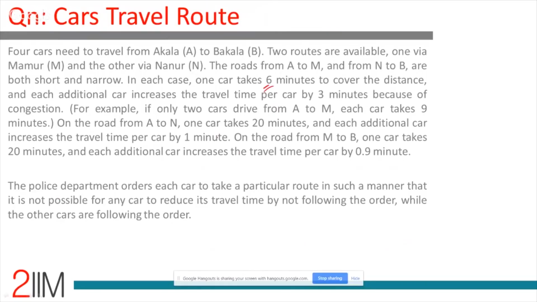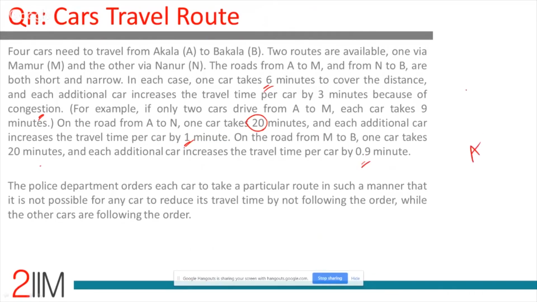Interesting. There are two short trips, 6 plus 3, AM and NB. But these are narrow roads, so you pay a heavy price for congestion. Two are long roads, but the price for congestion is very small.